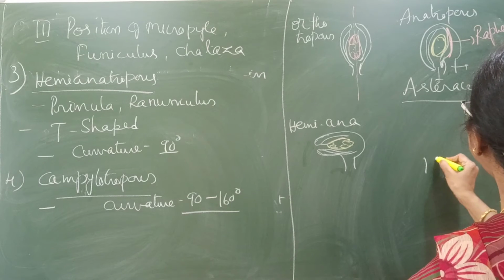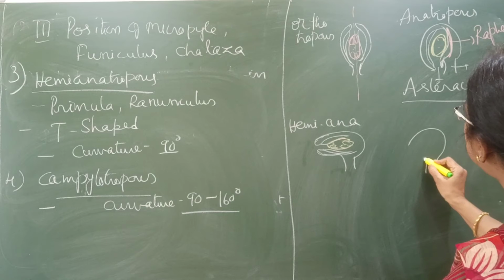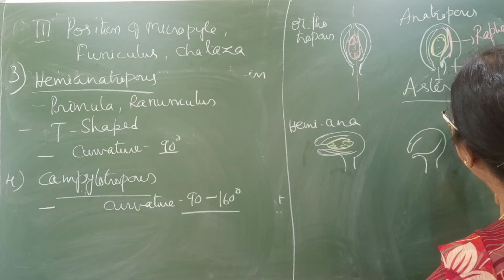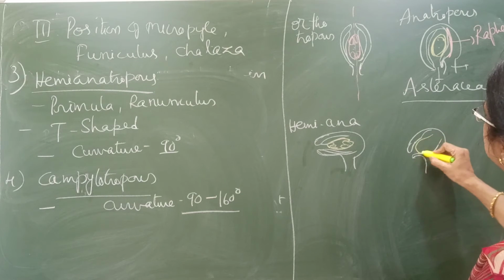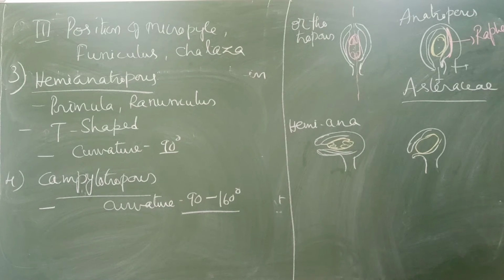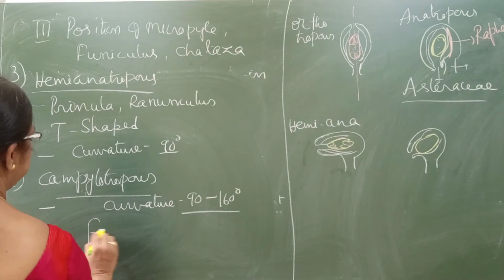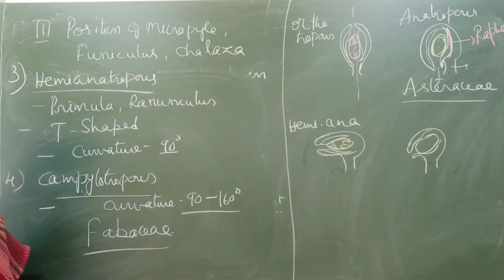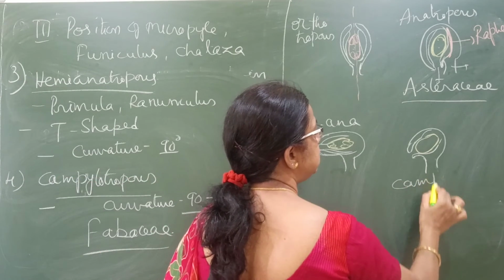And that means here the embryo also shows some bending. Here the body of the ovule will show some bending. This is how the body will show bending. Campylotropous is found in the members of, you can write here as an example, members of Fabaceae. In Fabaceae members, you find the campylotropous ovule.